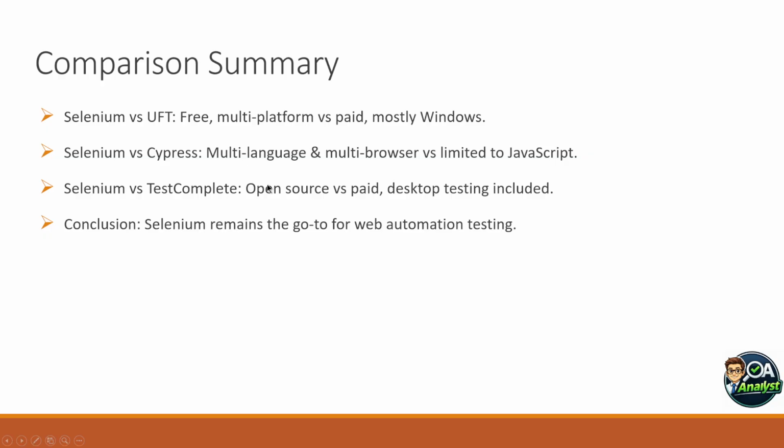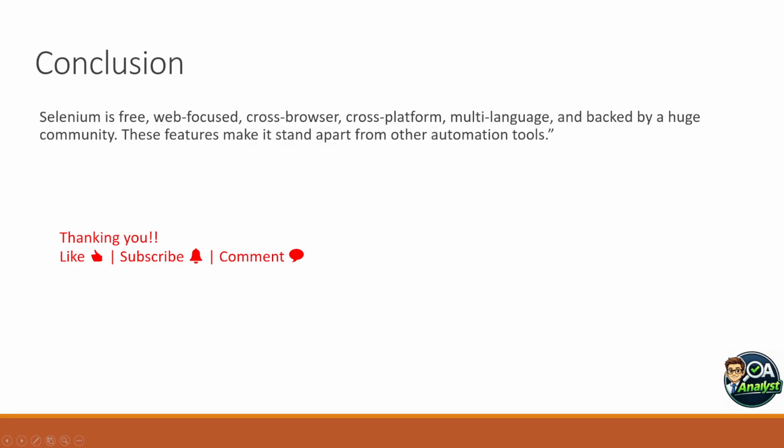Okay, so that's it, I guess. To sum up, Selenium is free, web-based, cross-browser, cross-platform, multi-language, and backed by a huge community. These features make it stand apart from other automation tools. And in the next video, we will look deeper into Selenium architecture and its components like Selenium WebDriver, Grid, and IDE, so you know exactly what happens under the hood.